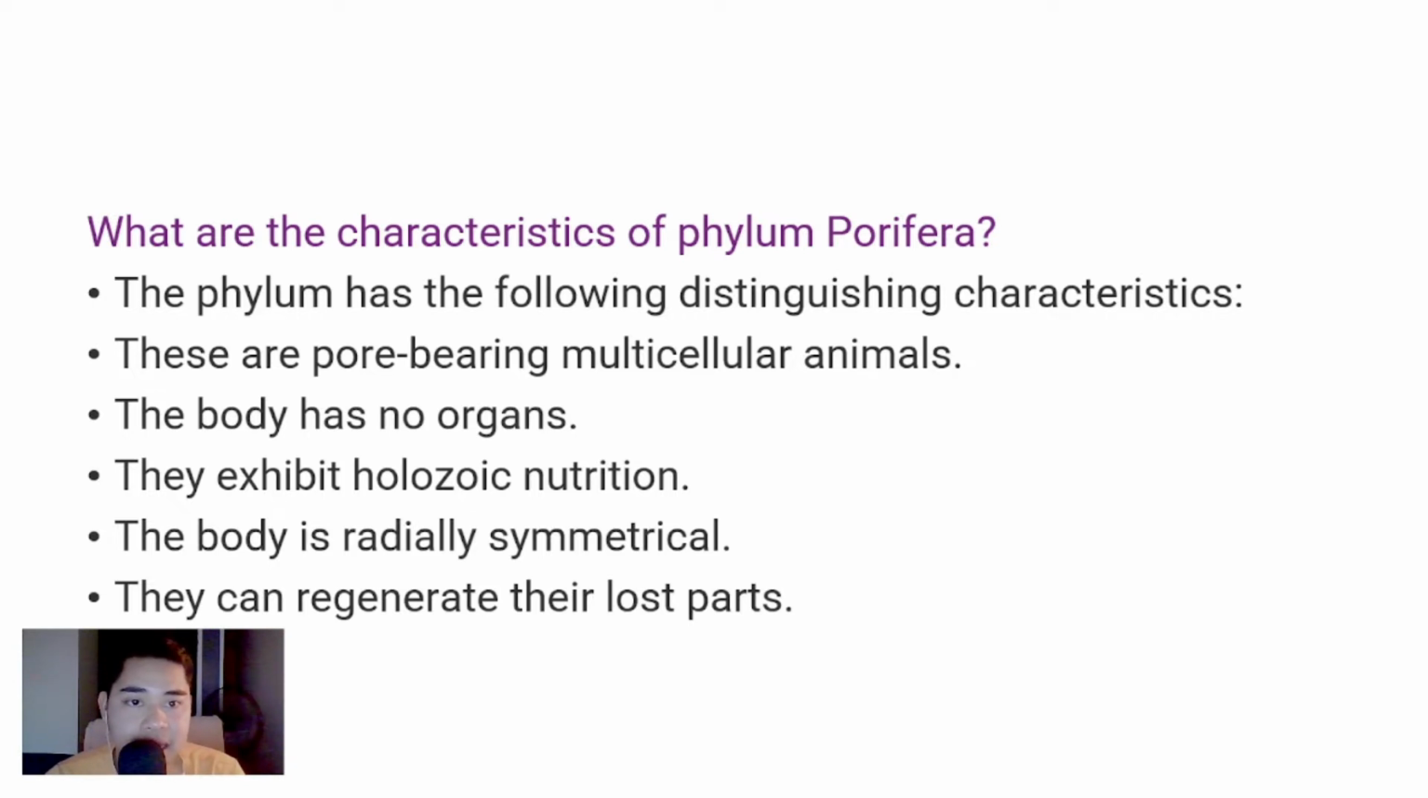So basically, they just look like a sponge. And they exhibit holozoic nutrition. Their body is radially symmetrical, and they can regenerate their lost parts. So unlike humans, if our leg would be amputated, there is no way that we could grow another leg. Pero these creatures under Phylum Porifera, once a part of them is removed from their structure, they can regrow or regenerate that part.